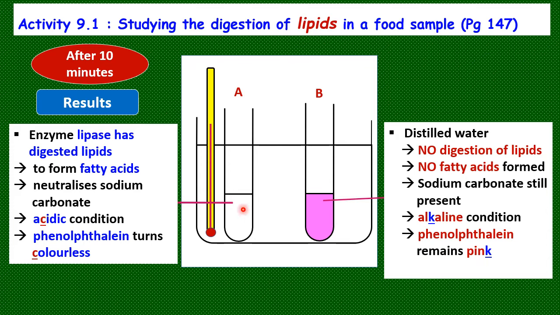Only in test tube A, where hydrolysis of lipids by lipase has occurred, is the presence of the fatty acids detected by the phenolphthalein, which actually detects the change in pH caused by the fatty acids. The change in pH from a very alkaline condition to less alkaline, neutral and more acidic condition, right? Then the phenolphthalein turns colorless.